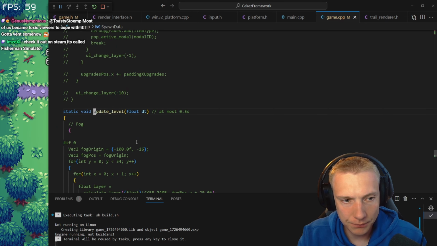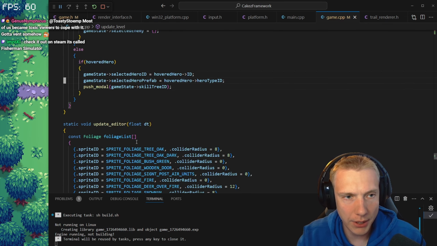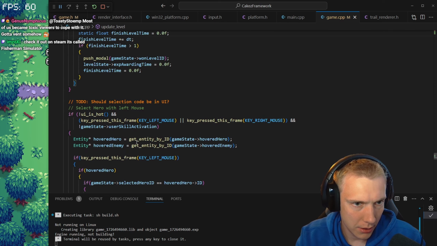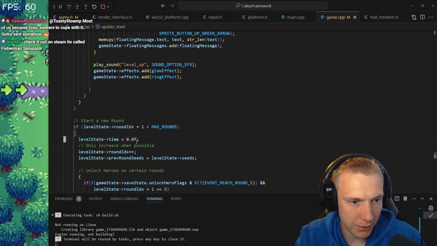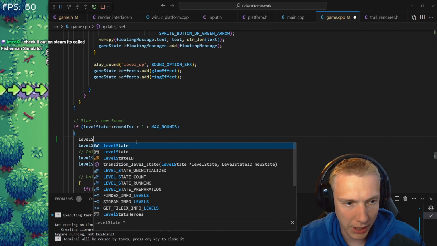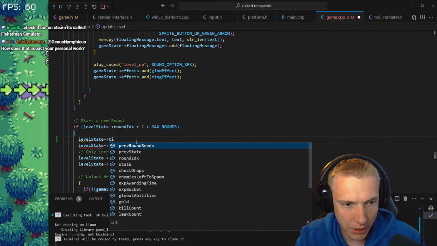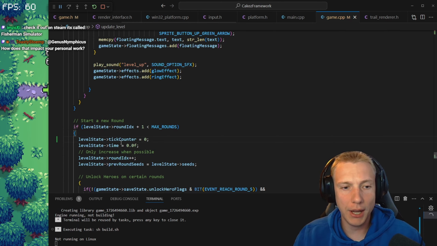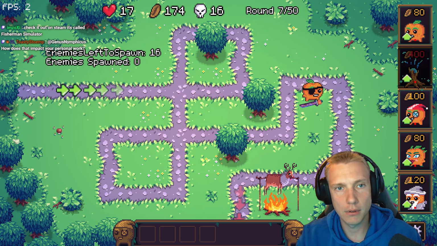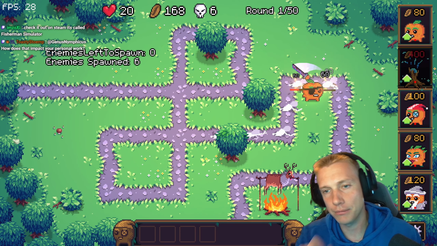Update level, over here. Whenever we start a new round, we need to set the level state tick counter back to 0. So I knew I forgot something, but this is why I put a save point here.